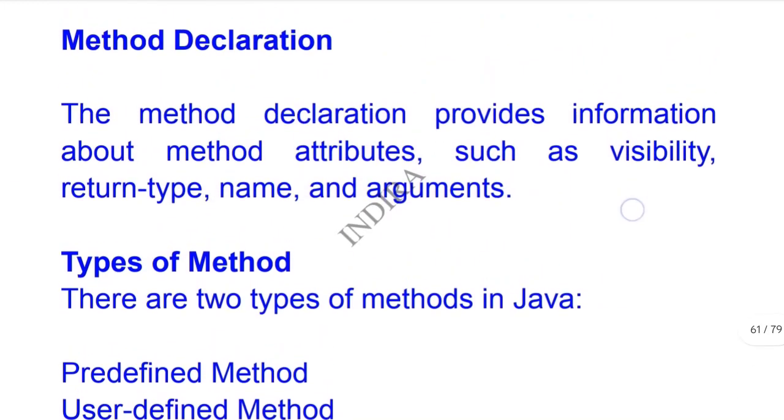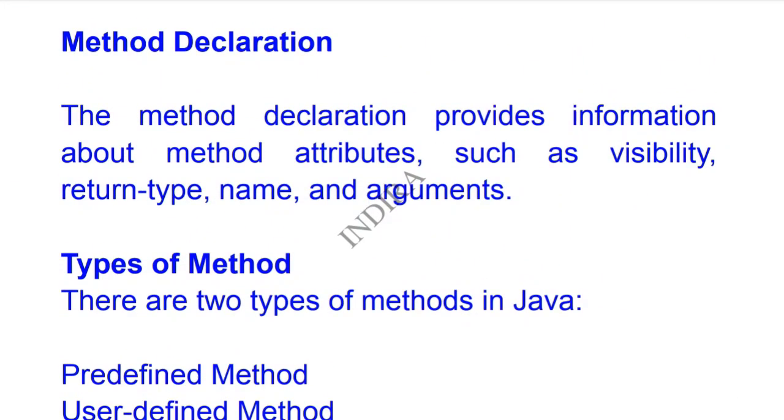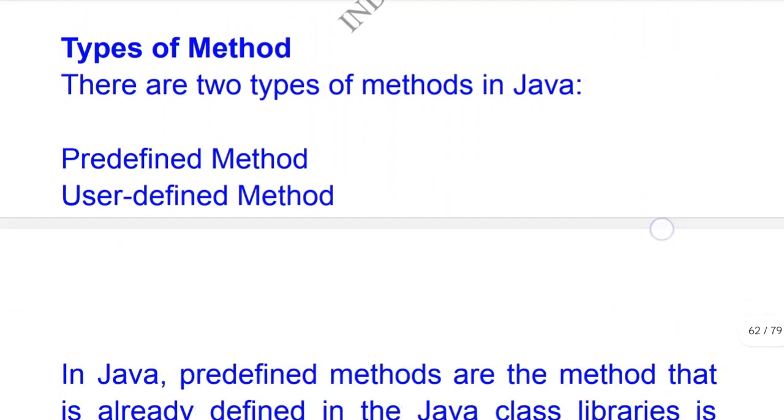Method declaration provides the information about attributes and return type, data type, name, and string arguments. All these are included in the method declaration only. The structure of Java consists of a method declaration part. In that method declaration part, the user can add strings, arrays, attributes, arguments, names, etc. So the types of method are predefined and user defined.